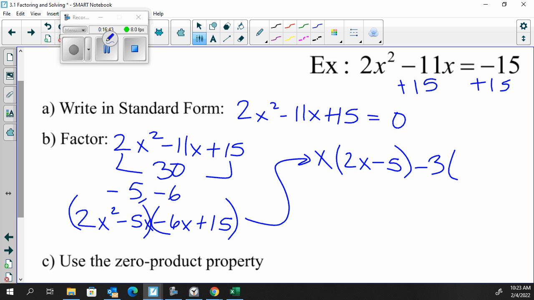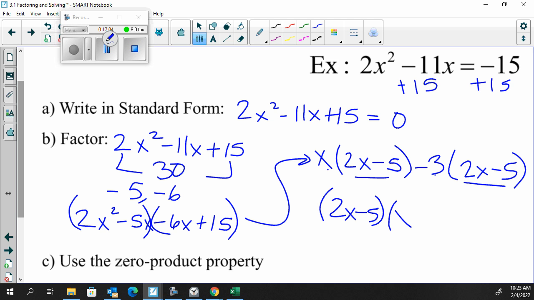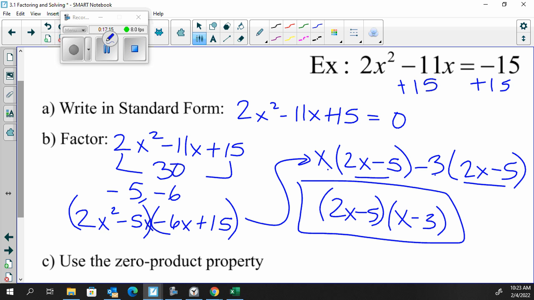What's this going to be? Negative 6x divided by negative 3 is 2x. And 15 divided by negative 3 is negative 5. All right, so my final, I take the repeated factor, 2x minus 5, and the two GCFs, put them together. So all I've done is I got my equation and I factored it. Again, if you're not a pro at the factoring yet, that's okay. We're going to keep practicing it. But I got the factors. Questions on that yet?